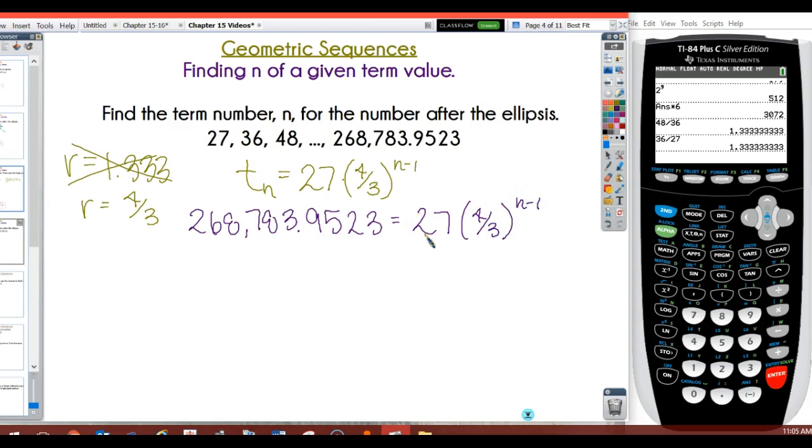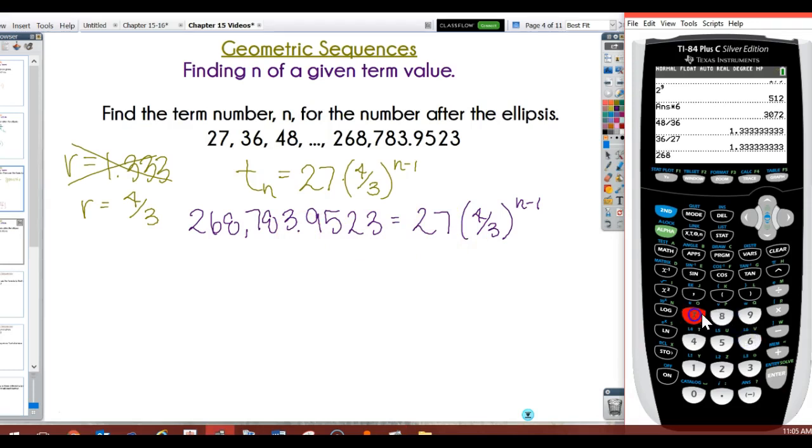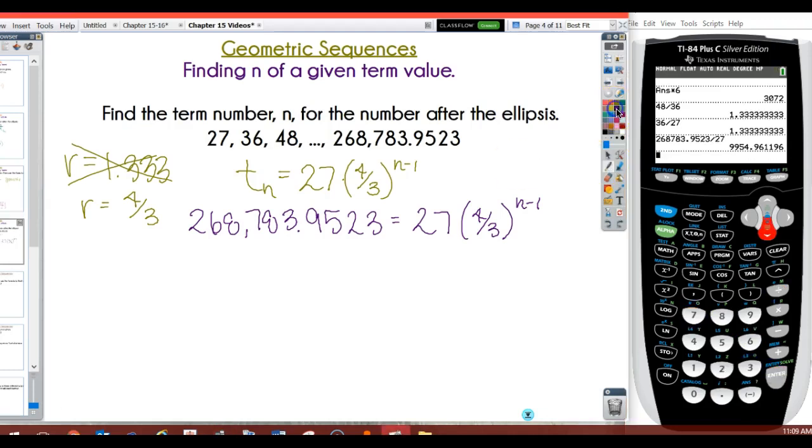The first step is to get rid of this 27 by dividing both sides by 27. So we can take this large number and divide that by 27. So even though my answer on here is going to be a rough estimate, I'm going to keep that entire number in my calculator just to make sure that we remained accurate. Oh, and our 27 is gone now. So we just have 4/3 to the n minus 1.